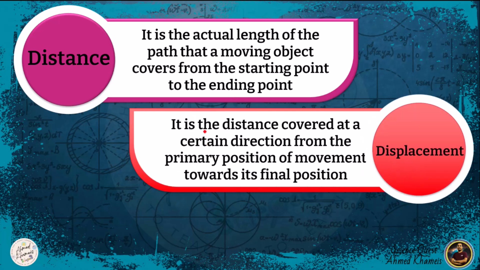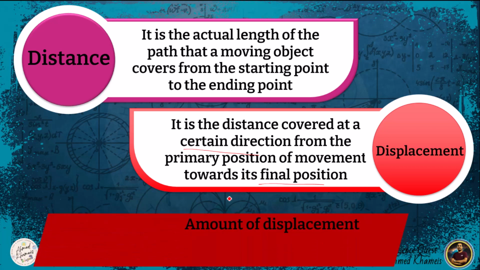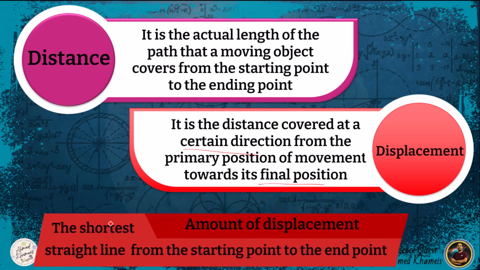And displacement is the distance covered in a certain direction from the primary position, or the start position, to the final position, or the end position. And the amount of displacement is the length of the shortest line from the starting point to the end point.